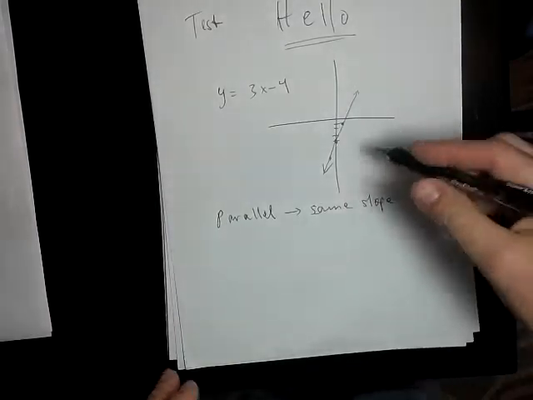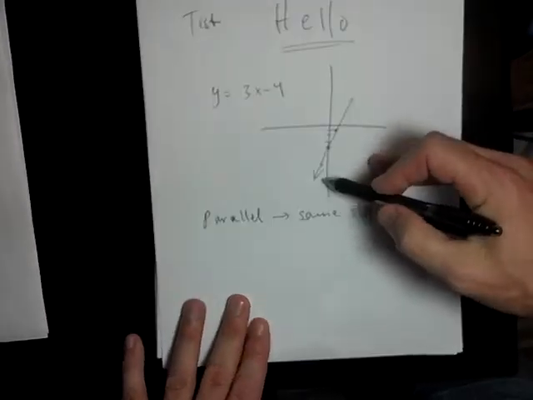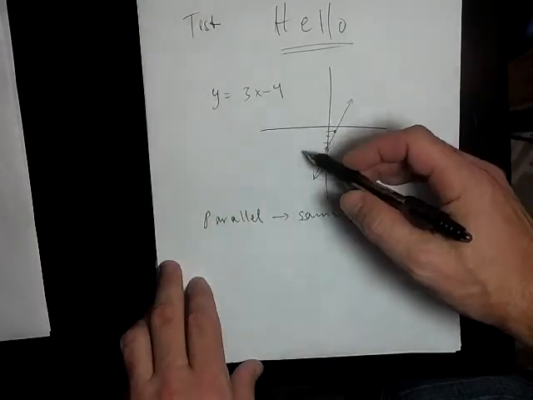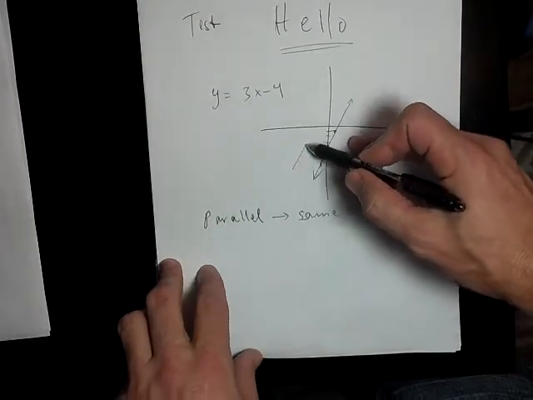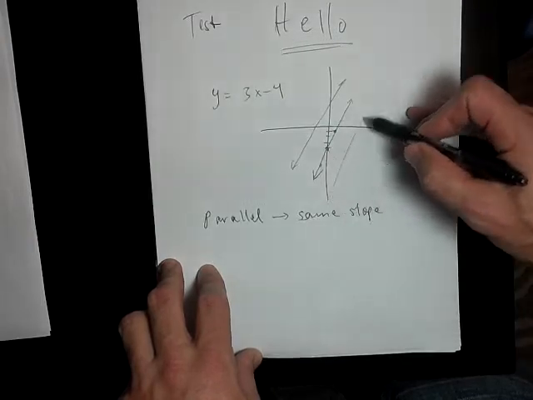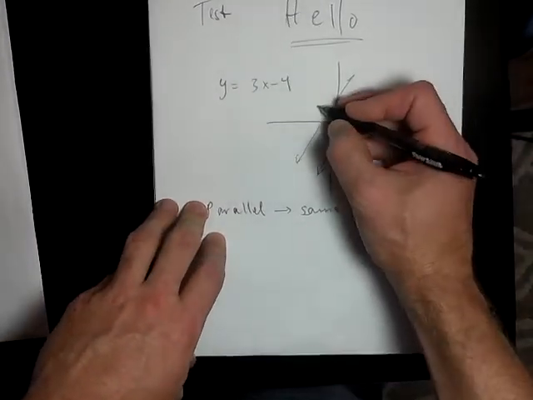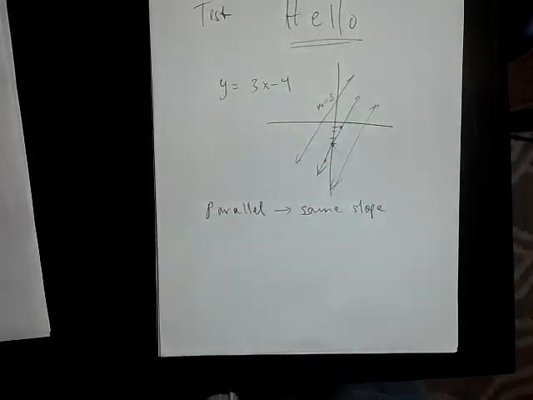So any parallel line to this is any line that has the exact same slope. It may not have the same y-intercept, but it has the same slope. So this is parallel, and so forth. These all have the same slope of m equals 3.